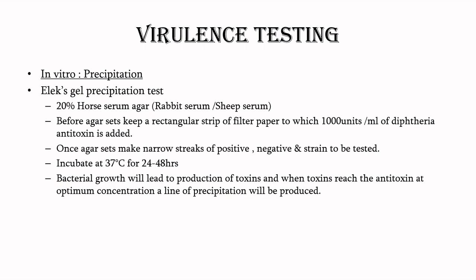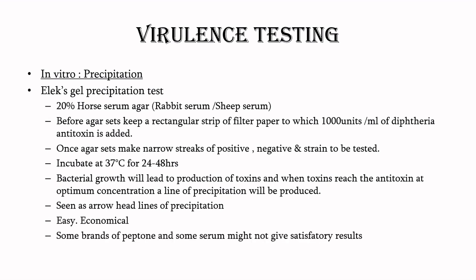So obviously, the positive control or the toxin producing strain will give a proper line of precipitation. In a toxin non-producing strain, it will not give a line of precipitation. So with this, you can compare whether your patient sample is giving a precipitation or not. It will be seen as arrowhead lines of precipitation.